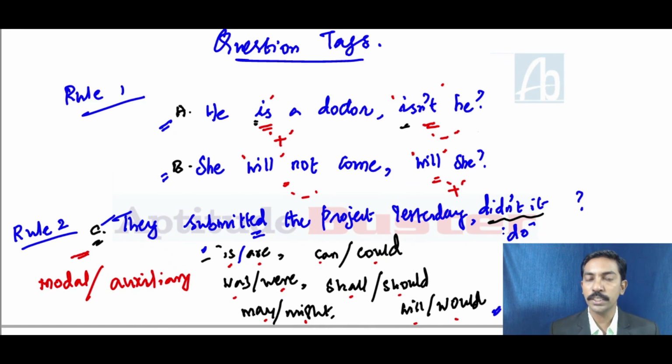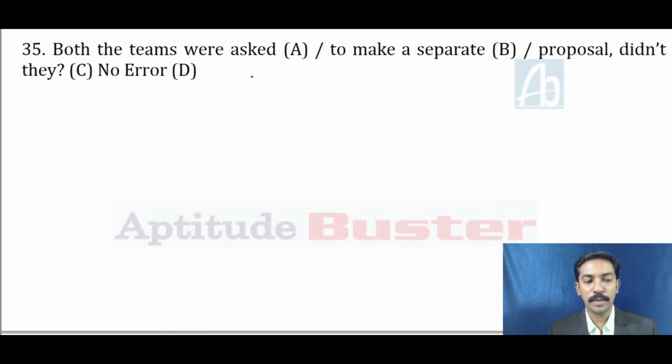So as far as question tags are concerned, it's enough you remember these 2 rules. Rule number 1, when the sentence is positive, the tag should be negative. When the sentence is negative, the tag should be positive. The second rule, in the absence of auxiliary forms, or in the absence of words like is, was, were, will, would, can, could, shall, should, may, might, you have to create the tag using do forms. Remember these 2 rules. Both the teams were asked to make a separate proposal, didn't they?